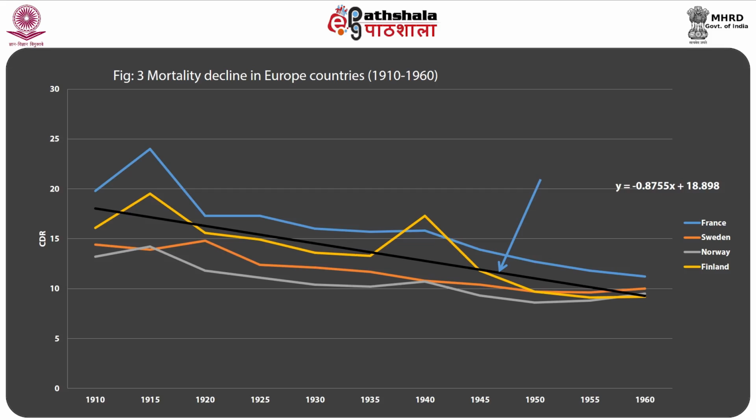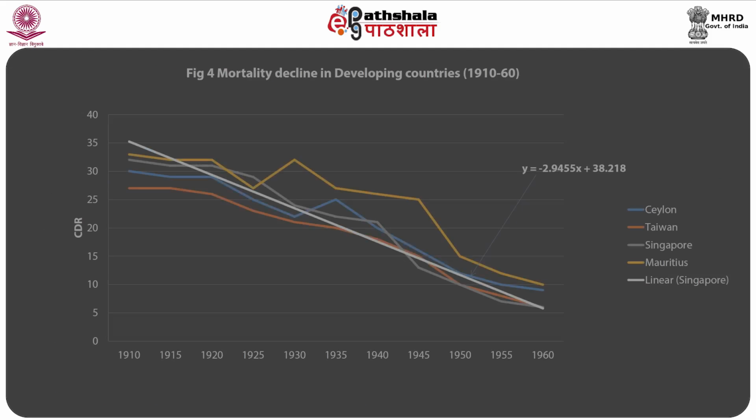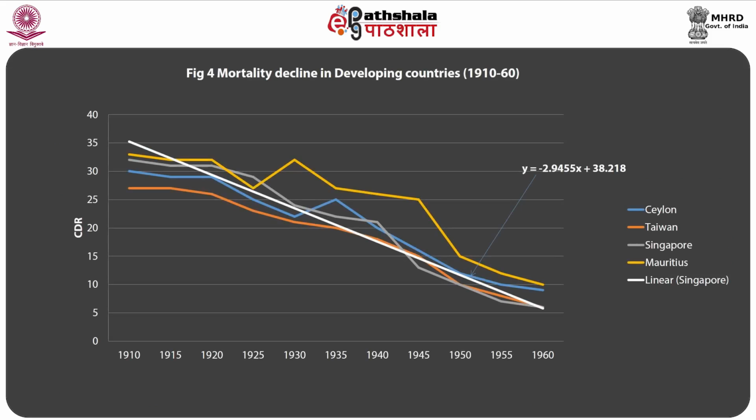Figure 3. Among the developed countries, CDR was low and declined up to 1950 and showed a marginal increase during 1960, whereas there was a steep decline in CDR in Finland during 1910-1960. In the case of developing countries, Ceylon, Taiwan, Singapore, Mauritius, the decline in mortality was fast during the period 1910-1960 because the decline in mortality in these countries took place during this period rather than earlier.